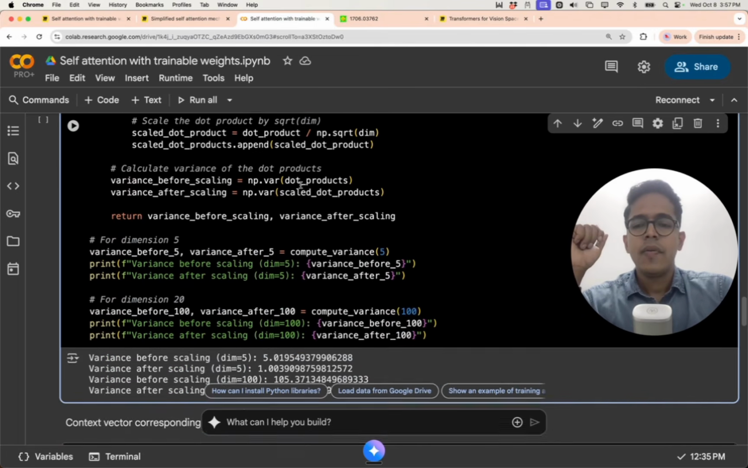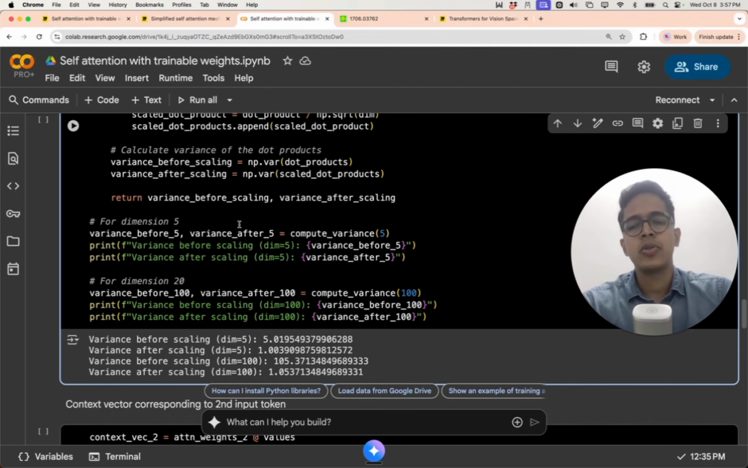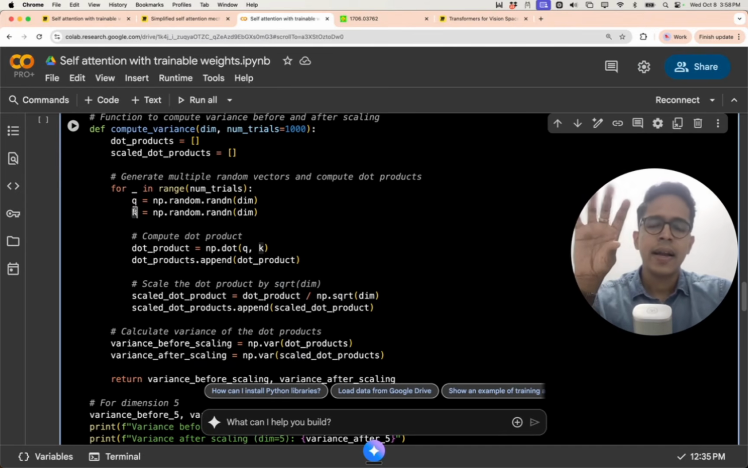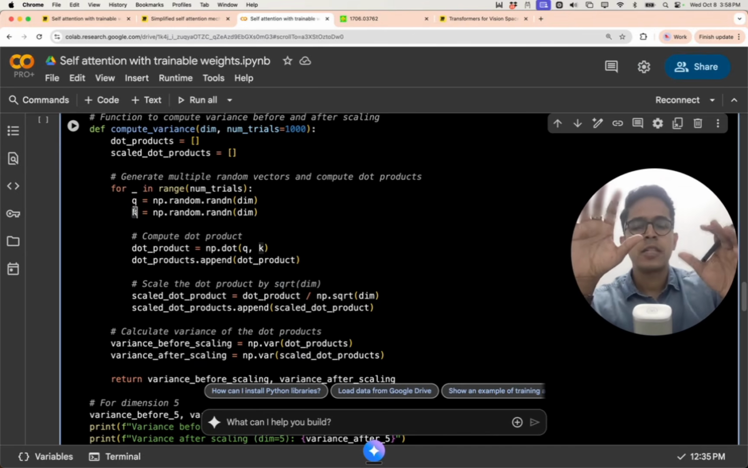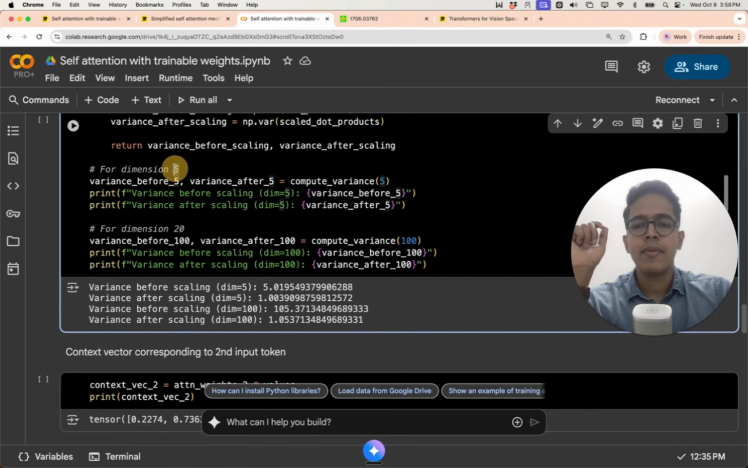And then what we are printing here is the variance of the resulting dot product. Dot product of what? Dot product between query and transpose of key. So if I have a query vector of 5 dimensions and a key vector of again 5 dimensions, I take the query multiplied by transpose of key. That will be simply one number, because the dot product between 2 vectors is one scalar. So if I'm conducting 1000 experiments, I will have 1000 dot products, right? And we can do this for 2 different dimensions, 5-dimensional and 20-dimensional.